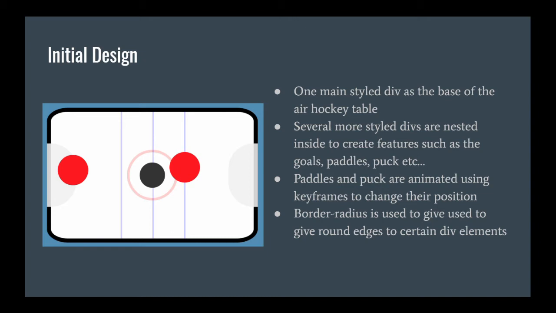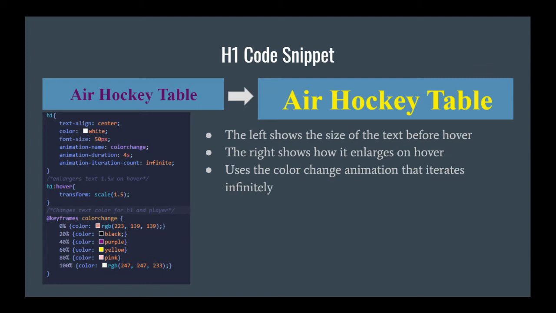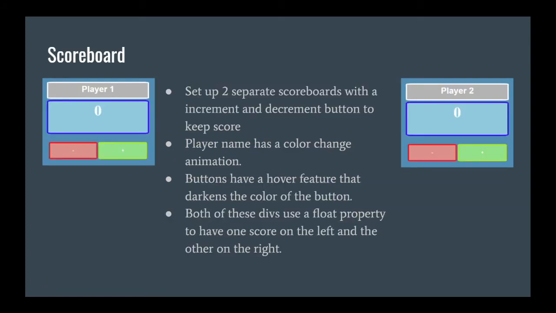And here we have an H1 code snippet. This is just showing how we format it in CSS, the colors, the font size, and all that. Basically, what we did is that we used keyframes to make the color of the air hockey title H1 change colors.